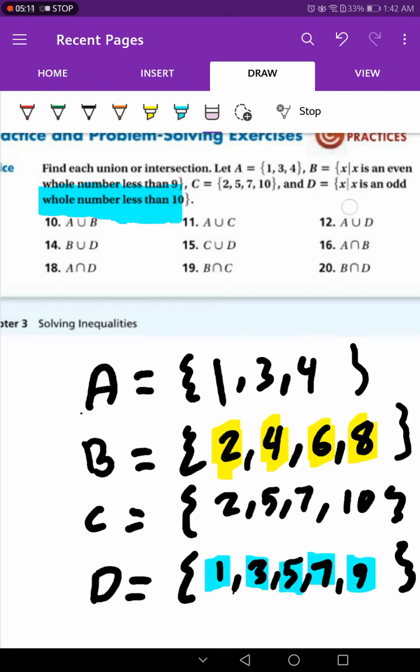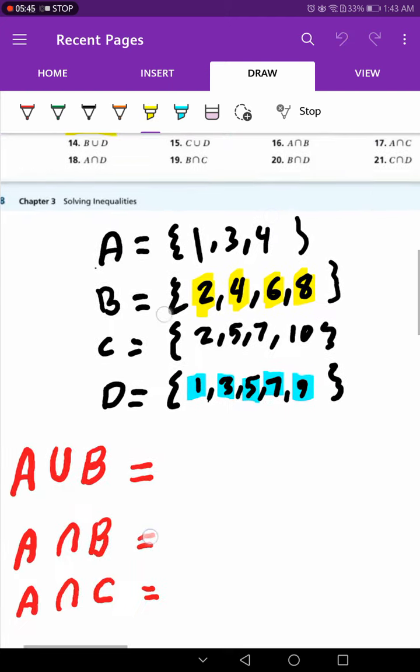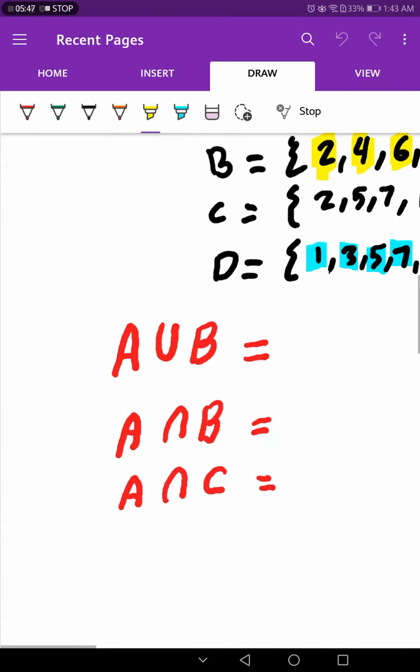So the first mission is to convert the verbal or set builder notation into a normal set, or numerical set. My dear students, this is your first mission. Sometimes you need to do it like this. After that, you can do the union or the intersection. I'm going to solve number 10, my dear students. Let us start. This is question number 10.